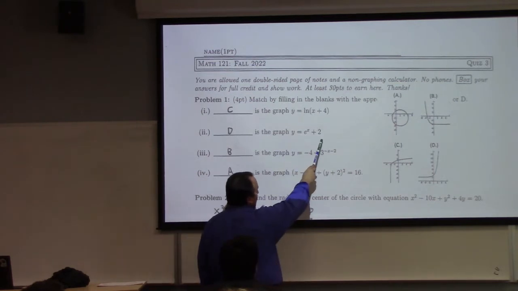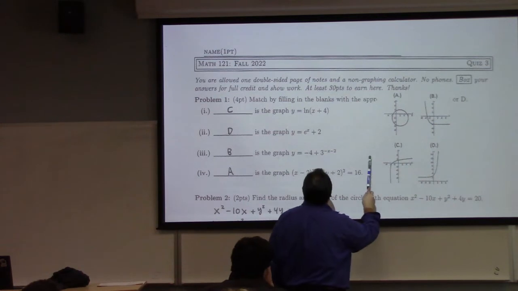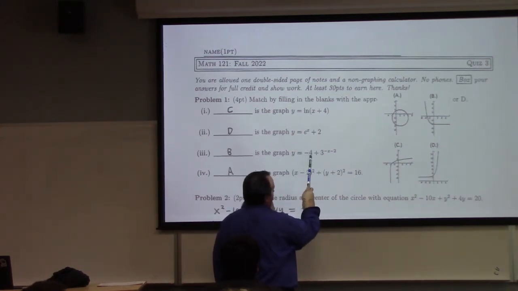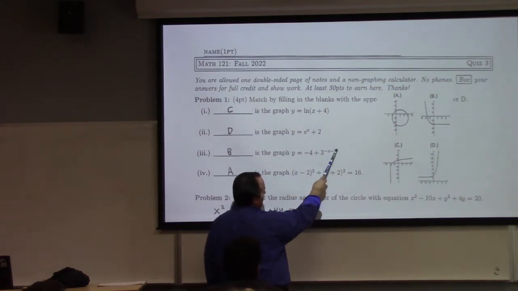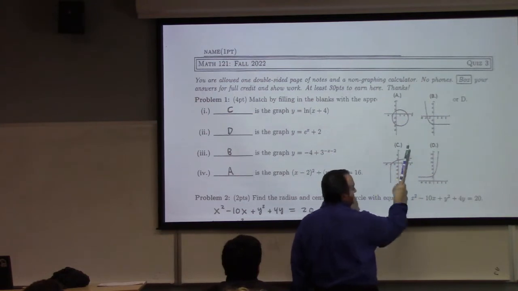This has a horizontal asymptote of 2. It's e to the x shifted up 2, which is this one. And this one's got a -4 as a horizontal asymptote, and it gets really large if x is really negative. So it's got to be that one.